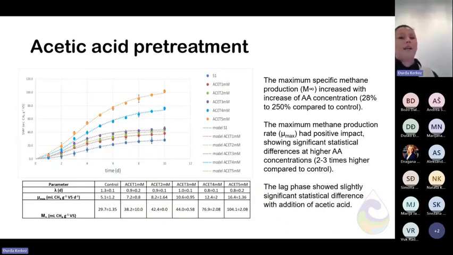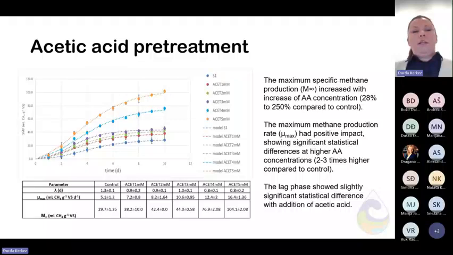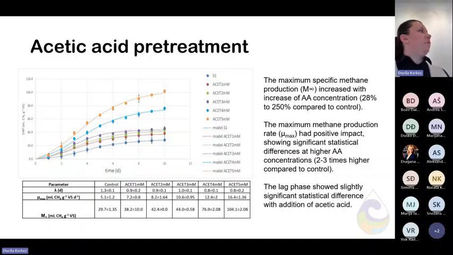Concerning results, here are the presented pretreatment of acetic acid of anaerobically digested sludge. These are experimental and model results on this graph, and the measured parameter that I mentioned earlier. Based on the graph, we can conclude that maximum specific methane production increased with increased acetic acid concentration from 28% to nearly 250% compared to control.